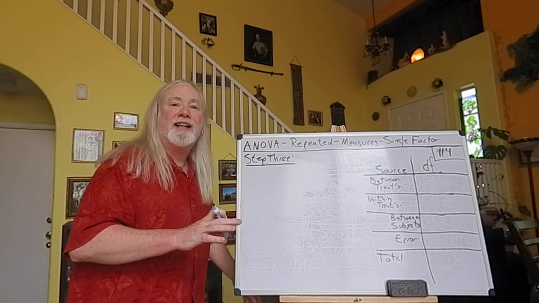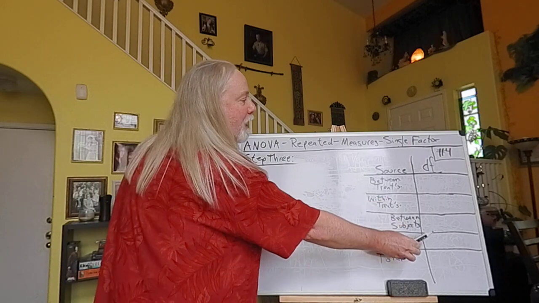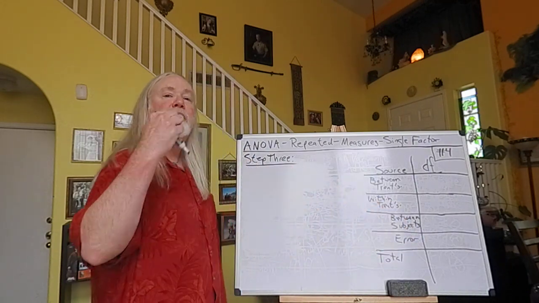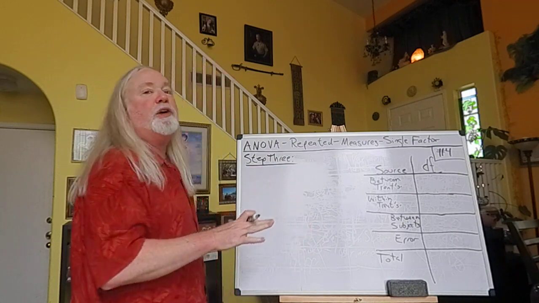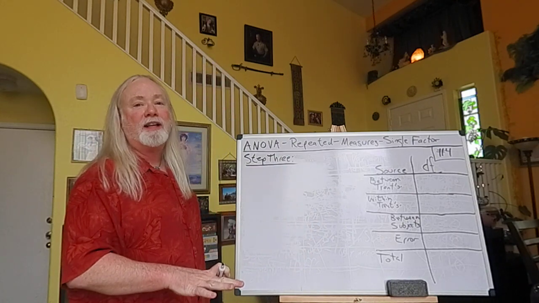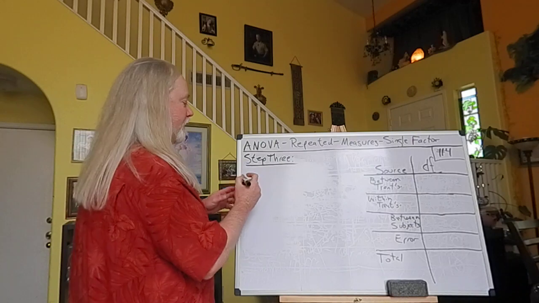Okay, continuing our calculations for step 3, moving over a column. We did our sums of squares column in the previous video. So now we're going to do our degrees of freedom. And we're going to do the same thing. I'm going to do the stage 1 calculations, and then I'll follow it with the stage 2 calculations.